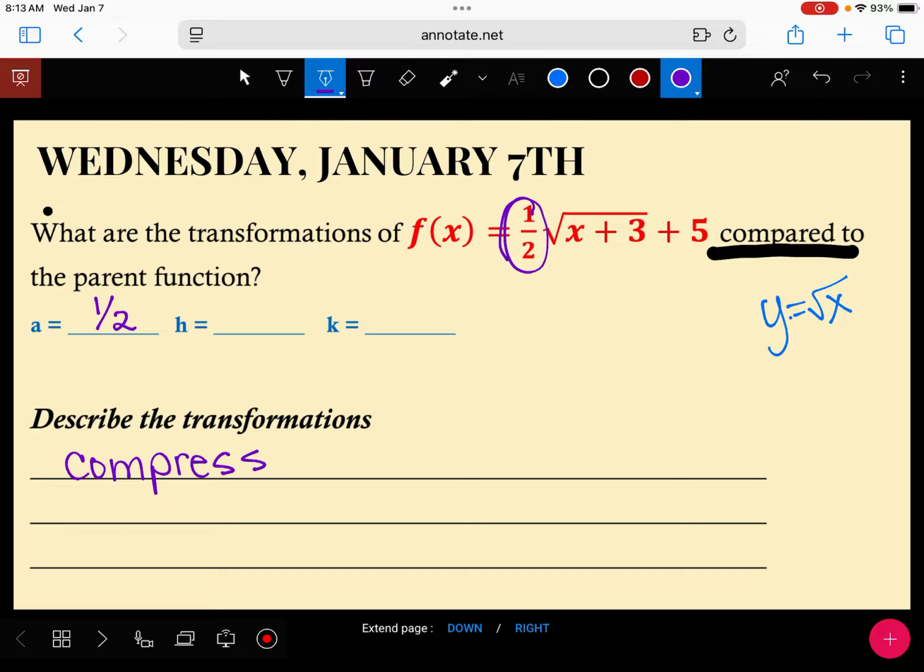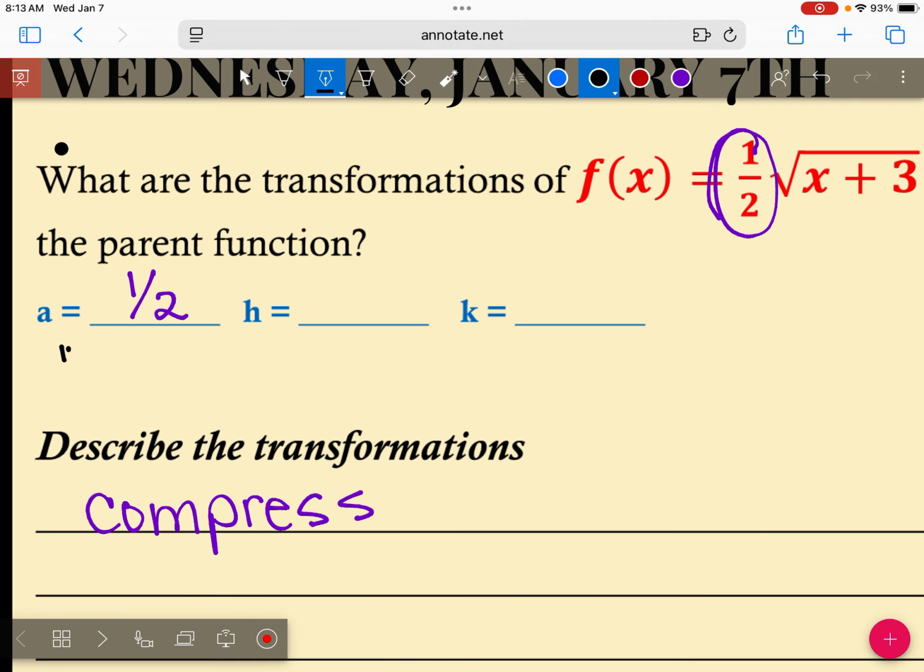Your h value is always under and opposite. So remember, a is in front, h is under and opposite. So you go under the hood and you flip the sign. So it's not a +3, it is a -3. And what will that do? Does it move it left 3, right 3, up 3, or down 3? Left 3, good job.